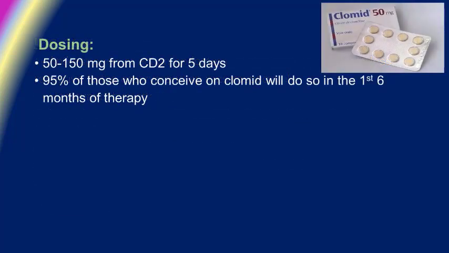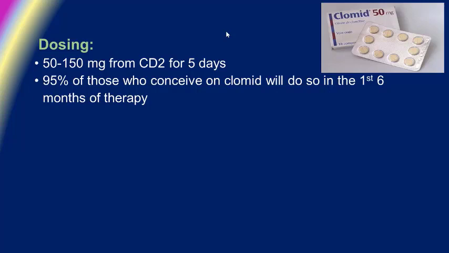What about the dose of Clomid? Clomid is an oral tablet of about 50 mg each. We can use 1 to 3 tablets per day, that means 50 to 150 mg per day. Start from cycle day 2 or 3 for 5 days, maximum 5 days per cycle.